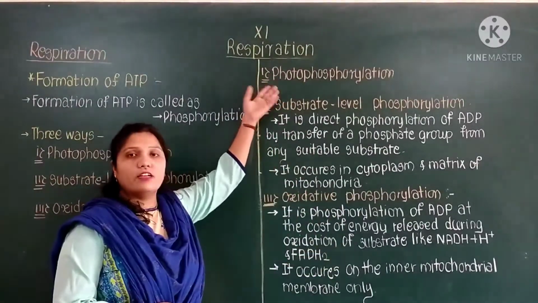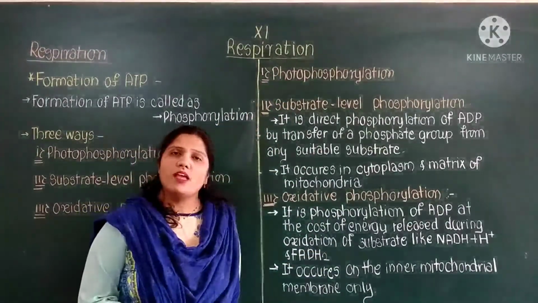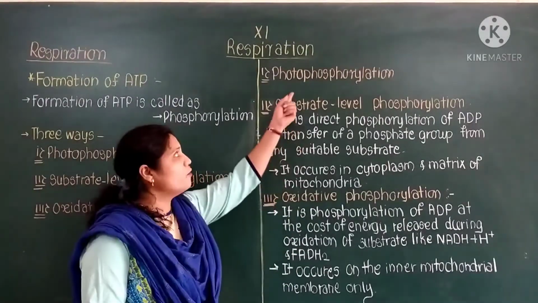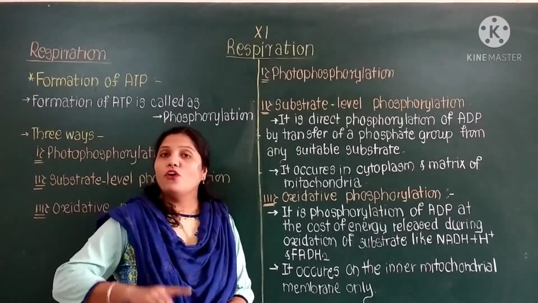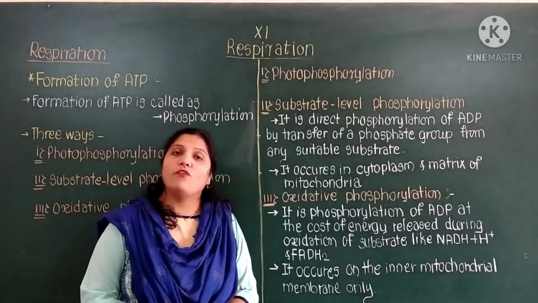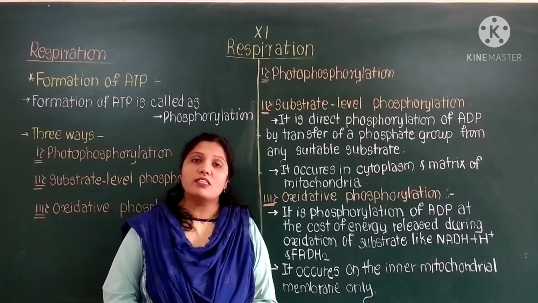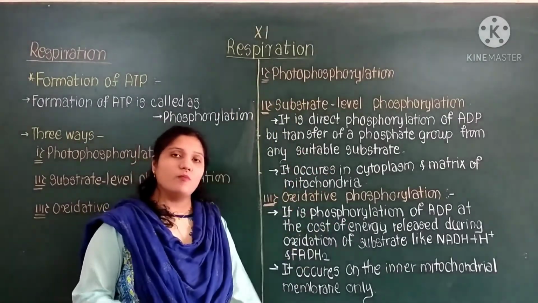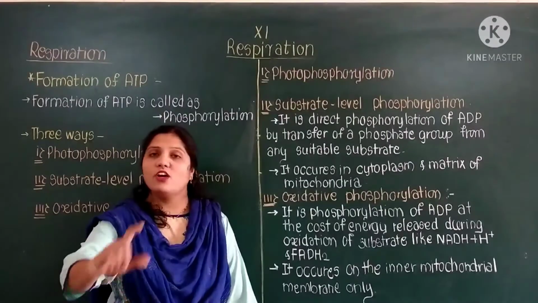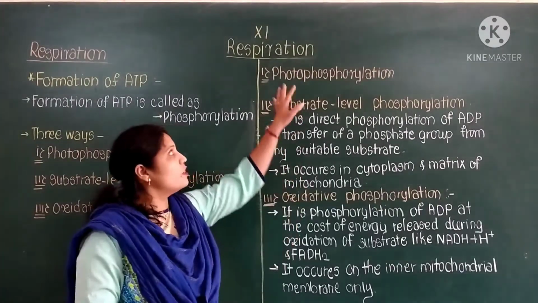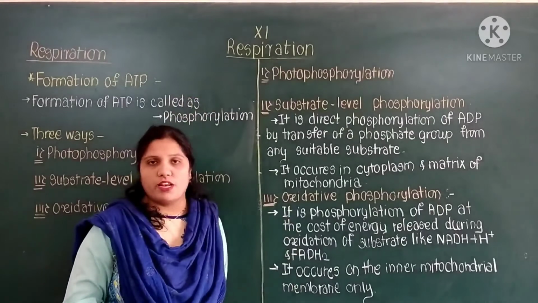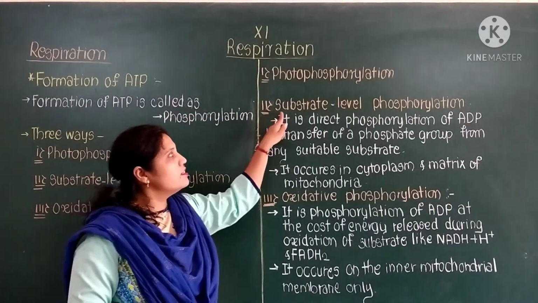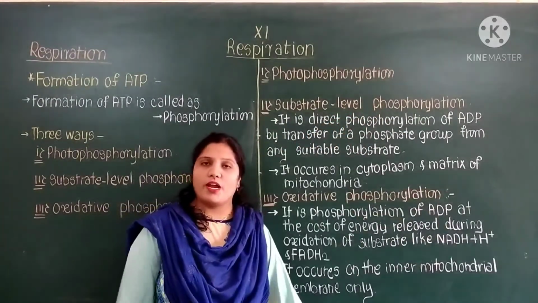The first one is known as photophosphorylation. In the last lecture of the photosynthesis chapter, we have already seen about this photophosphorylation, that is, the formation or synthesis of ATP in the presence of light. At that time, we saw cyclic photophosphorylation and non-cyclic photophosphorylation. So that is about photophosphorylation.